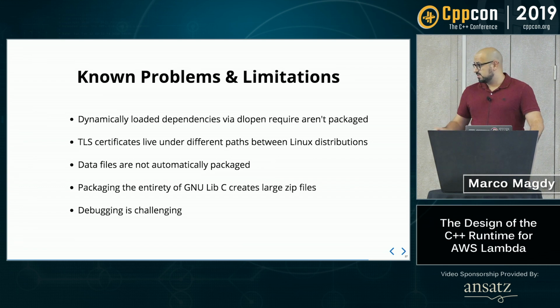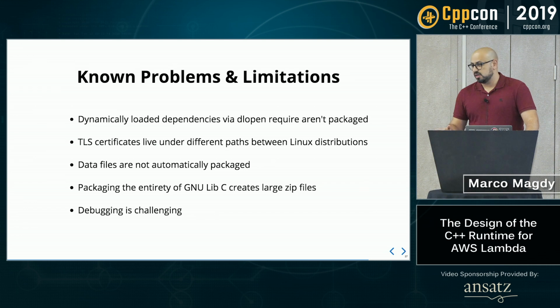The other thing is TLS certificates. They usually live under different paths depending on the distribution. So if I am using Ubuntu, it lives on a certain path, but Amazon Linux has the certificates living in a different path. You have to be aware of this, and you need to tell your HTTP client where to find the certificates. libcurl, for example, has that option. Third, data files are not automatically packaged. So any configuration files, any resources like images, what have you, are not packaged by default.